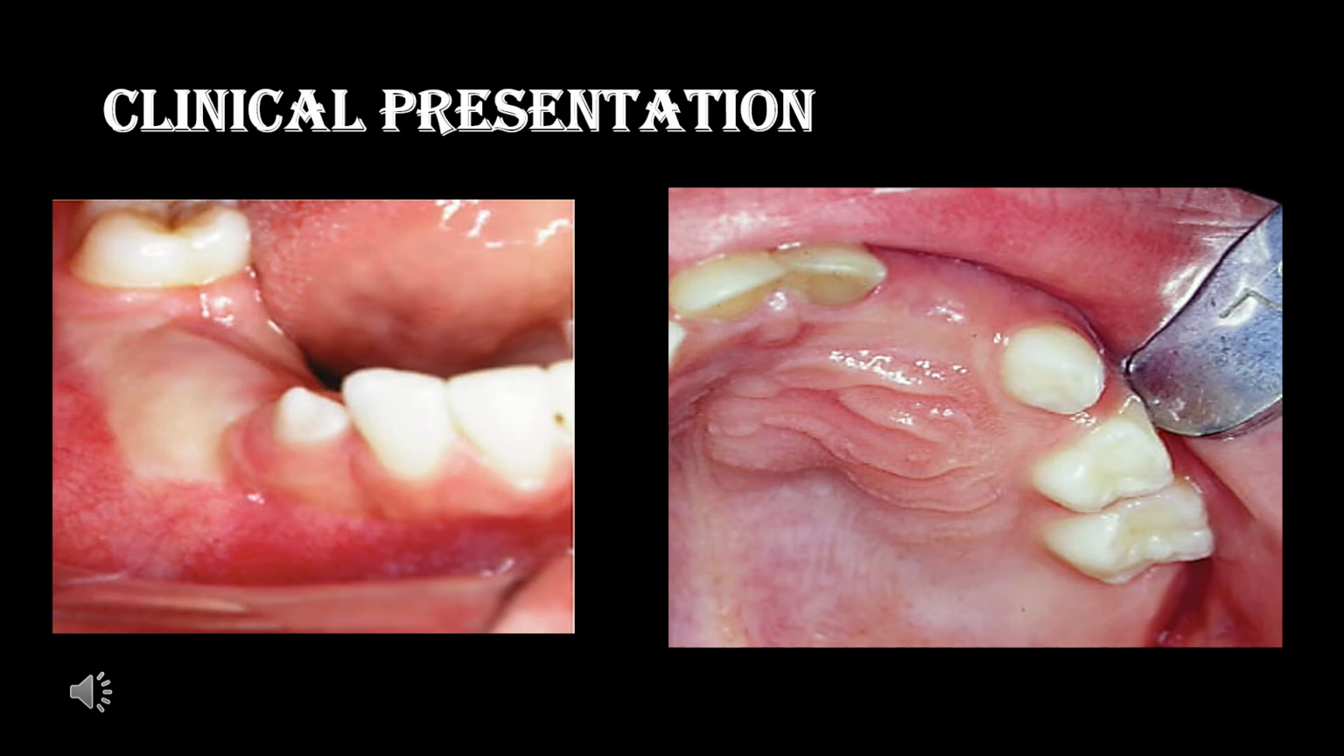Whereas in a large size dentigerous cyst, there will be an expansion of bone. You can see in the right side picture an expansion of the maxillary bone. There will be a displacement of teeth intraorally, and extraorally if you see, there will be facial asymmetry. And a large dentigerous cyst is also a painless lesion.